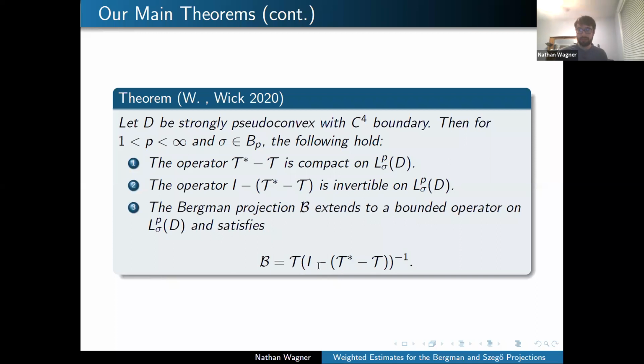And then we can do a similar thing for the Bergman projection and BP weights for domains with C4 boundary. So here there was a technical obstruction. In fact, the fact that BP weights don't satisfy a reverse Holder inequality turned out to be the technical obstruction. So we were unable to push down to C2, but for C4 domains, we could get some very nice results about, again, this operator T star minus T, the invertibility of this operator, and then you get that the Bergman projection is bounded on weighted LP, and you have this formula for the extension. So that was the work that we did on minimal smoothness.